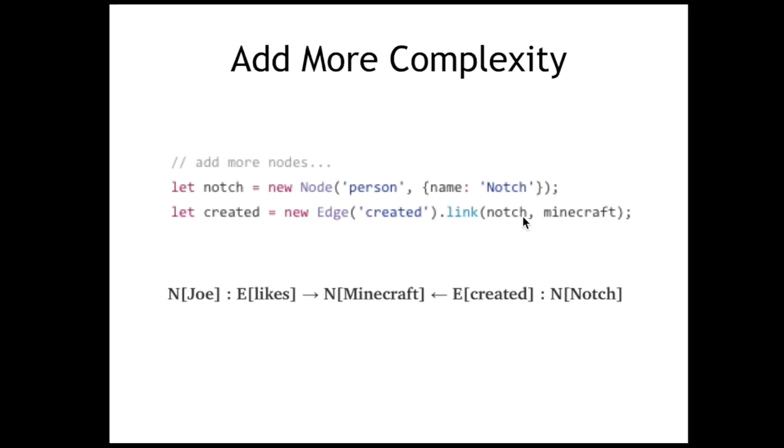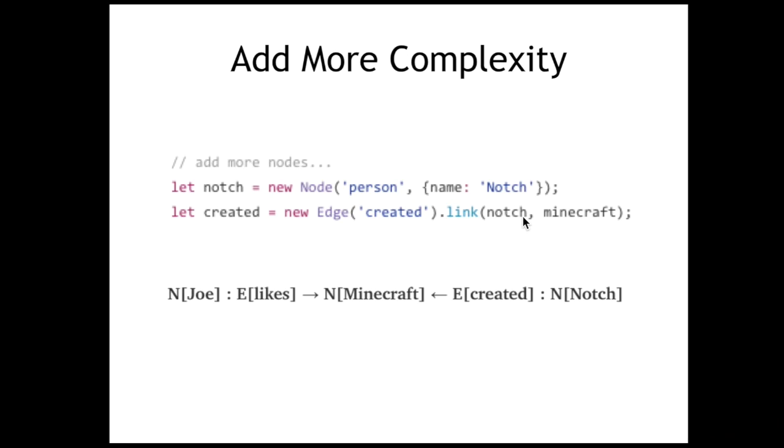Okay, so let's add a little bit more complexity to our graph. We have this linear relationship of Joe liking Minecraft. Now we have this concept of Notch, who's the creator of Minecraft, and let's add him onto the graph. We're just extending this graph linearly right now, but as you can see with just 2 lines, we can really easily create a new node and create a new edge and just start extending our graph.